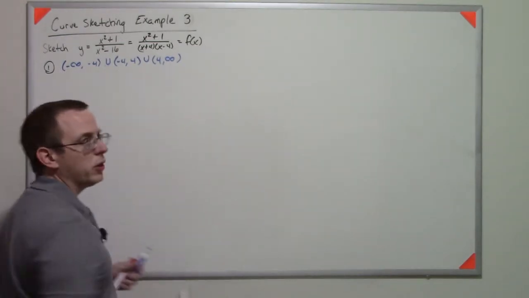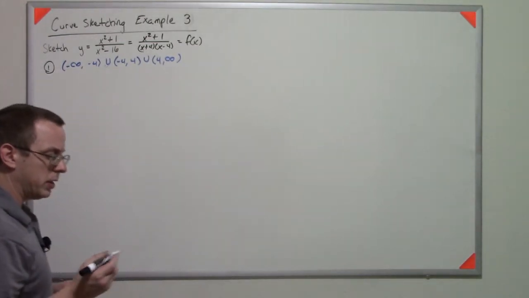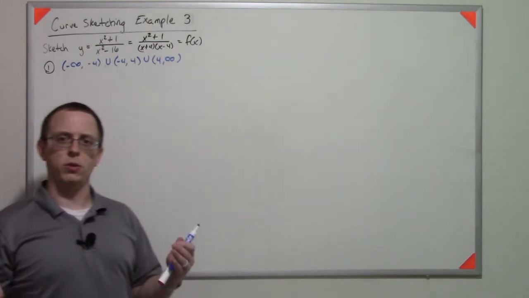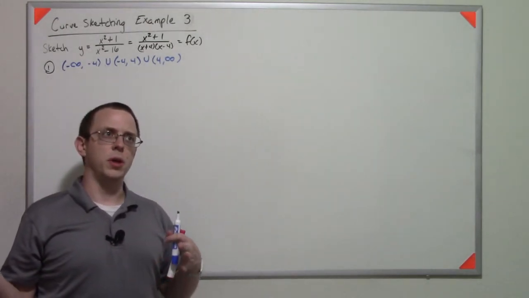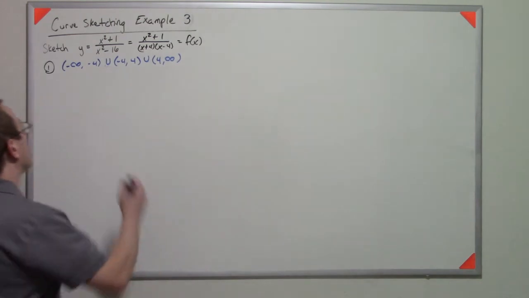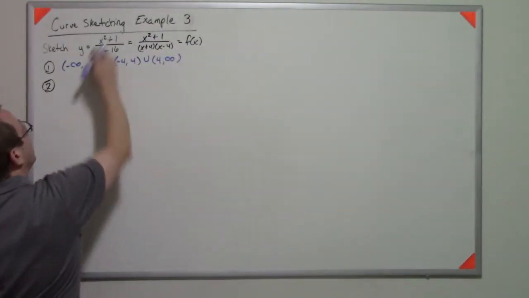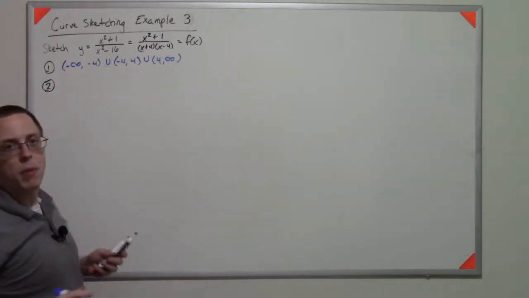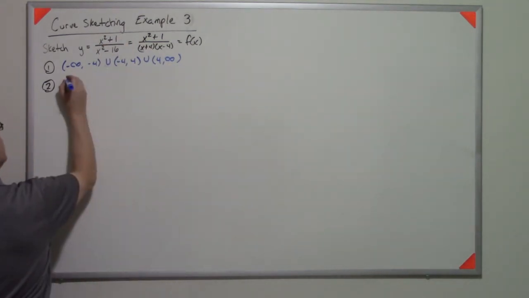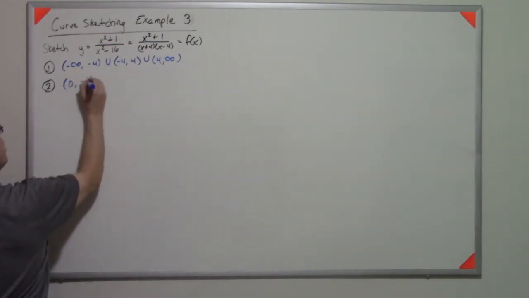Well, again, we'll worry about the range later because it can be difficult to ascertain the range without analyzing all these other pieces. So the next piece is to find the y-intercept. So when we plug in 0 here, which is valid, it's no issue here, then we get 0 plus 1 over 0 minus 16. So we get 0, negative 1/16.